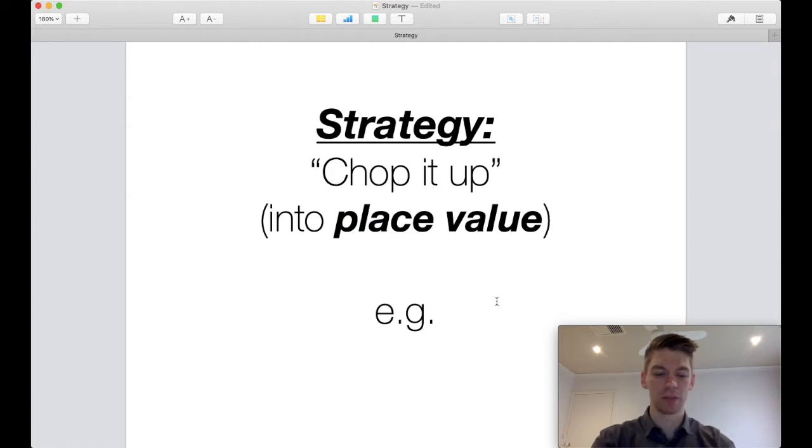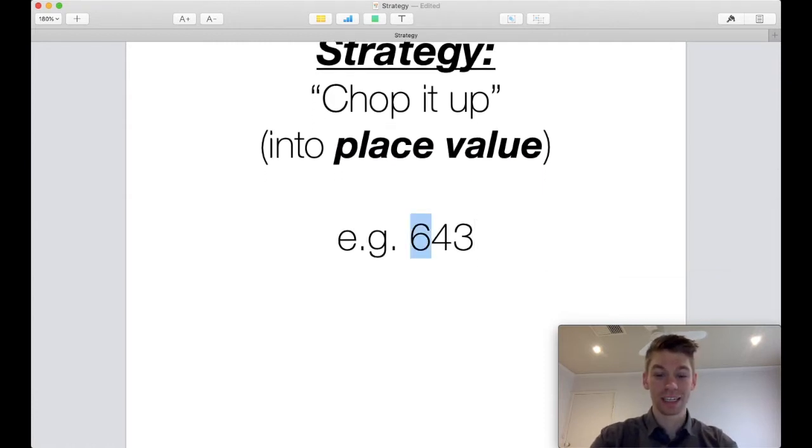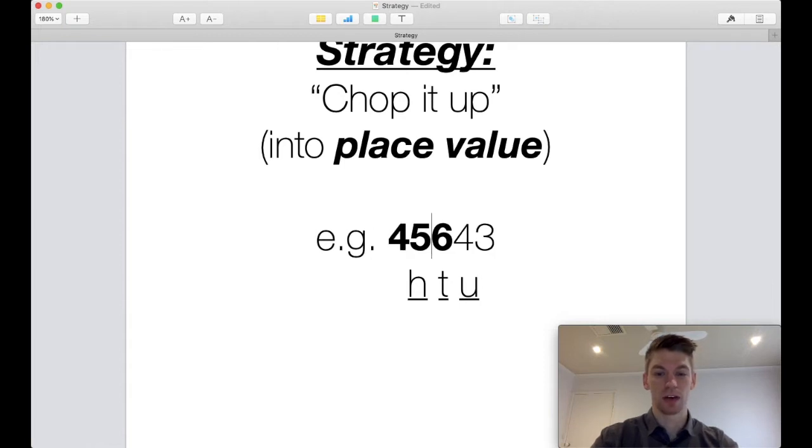For example, if we have the number 643, the 6 here is not just a 6 because it's there. Any number in the spot where the 6 is going to be hundreds. That's what place value means. Anything here is going to be tens, and anything here is going to be units. Even if other numbers come after the 6, like 4, 5, whatever, those are not hundreds, because of where the 6 is. That is always hundreds.